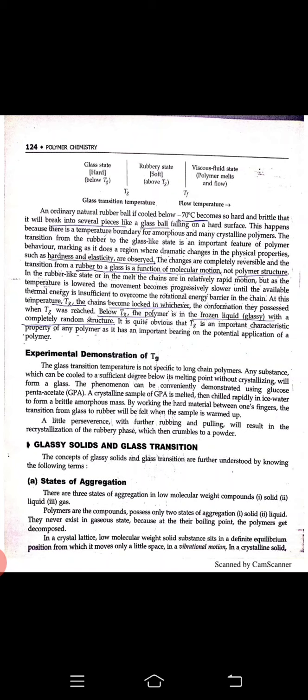polymer structure. In the rubber-like state or in the melt, the chains are in relatively rapid motion. But as the temperature is lowered, the movement becomes progressively slower until the available thermal energy is insufficient to overcome the rotational energy barrier in the chain. At the temperature Tg, the chains become locked in whichever conformation they possess when Tg was reached. Below Tg, the polymer is a frozen liquid with a completely random structure.